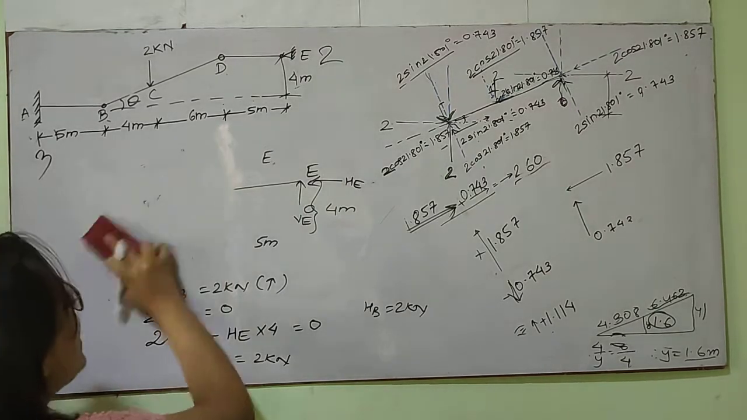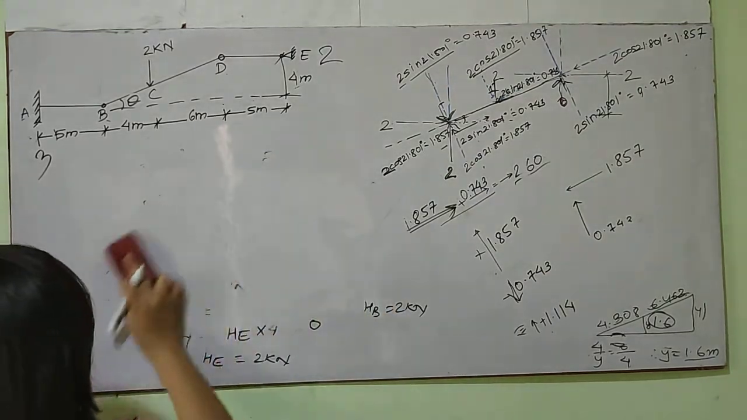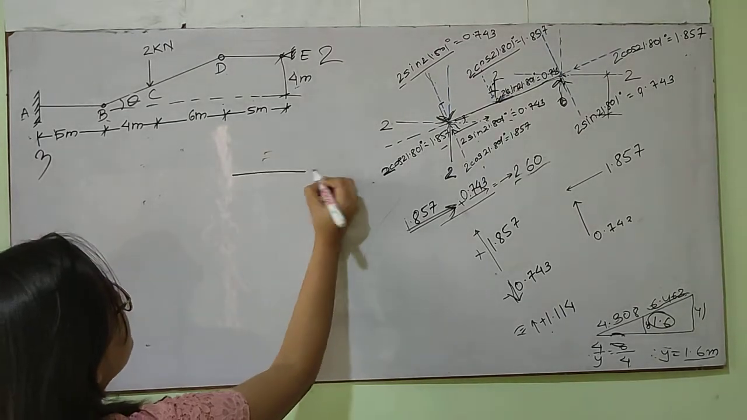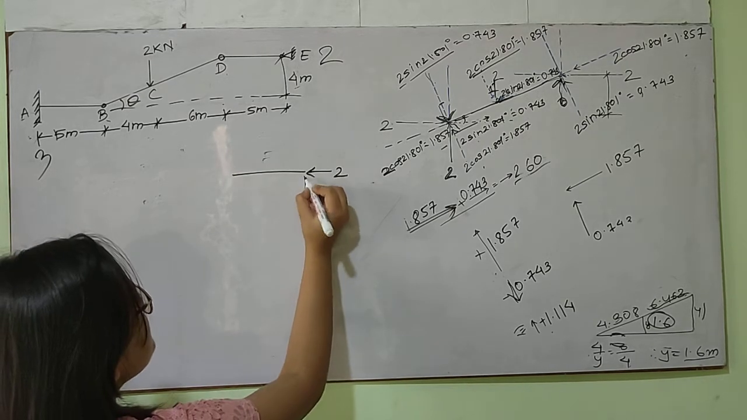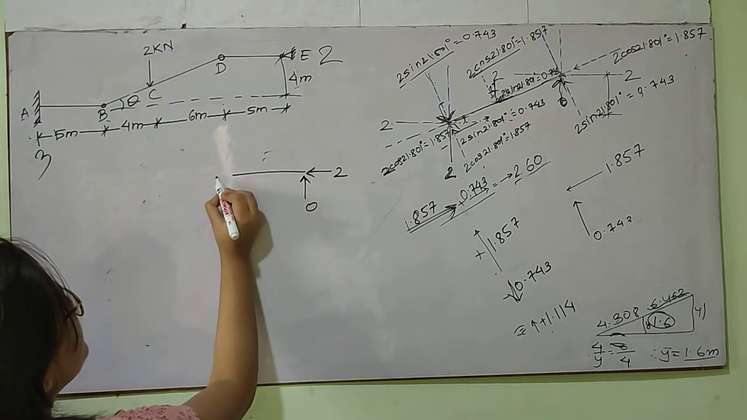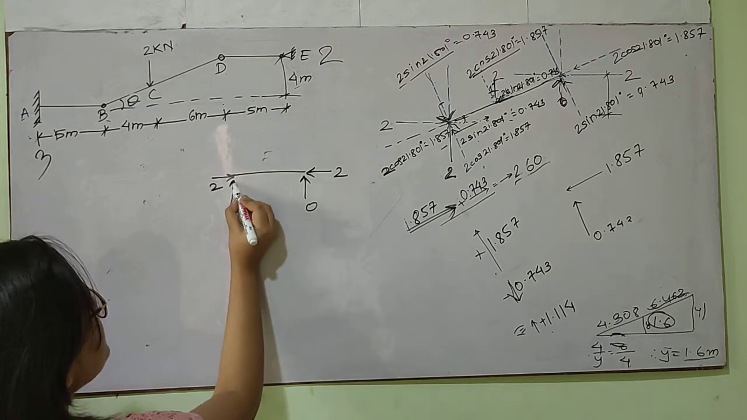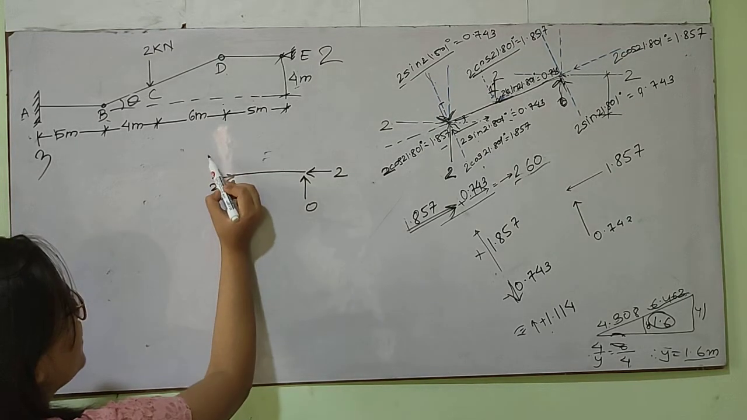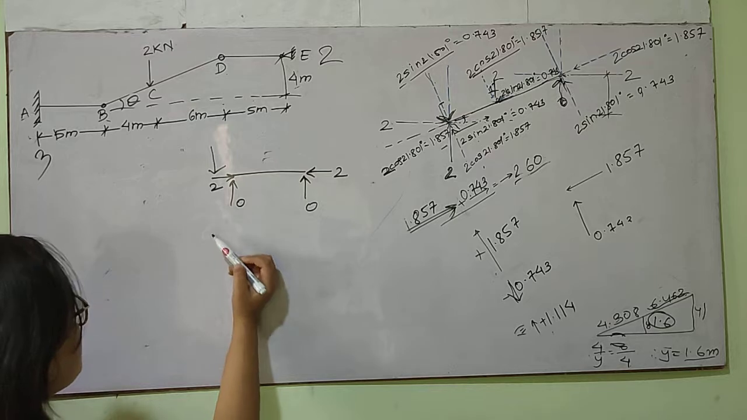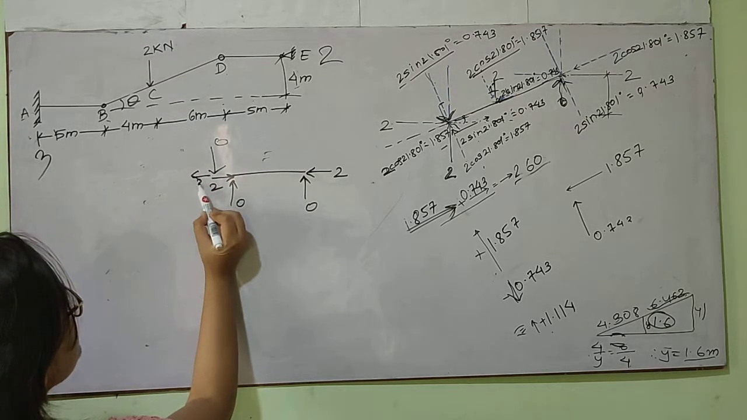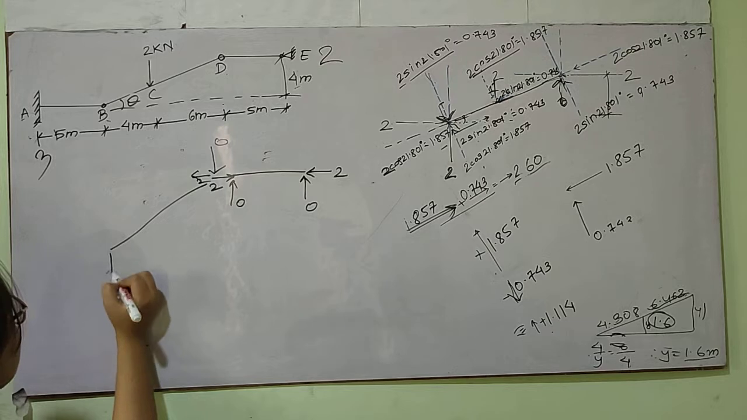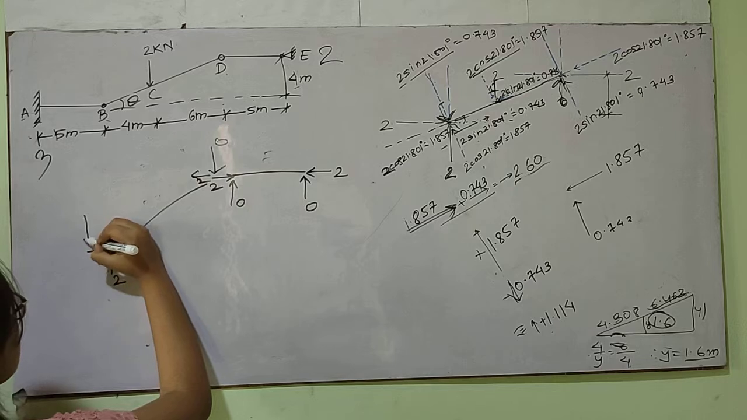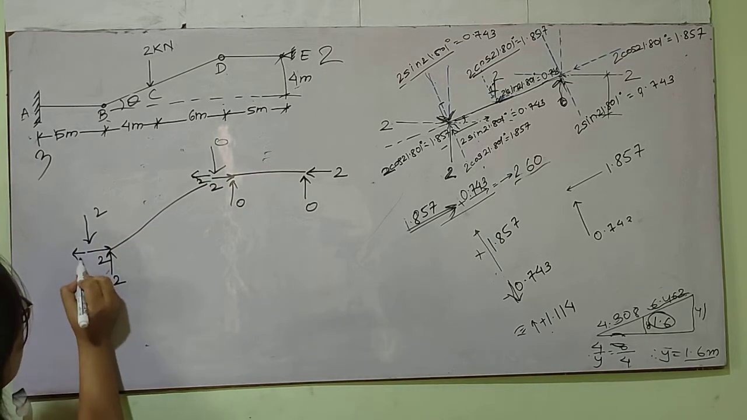Now, I'll draw the free body diagram and find out the reaction components HA, VA and MA. So, this is 2 kilonewton we got. This is 0 we got. And this one is 2 we got. This one is 0 we got. Since this is a hinge, it has its opposing signs. So this will be 0, this will be 2. And I got this as 2 kilonewton and this as 2 kilonewton. So this will be 2 and this will be 2.